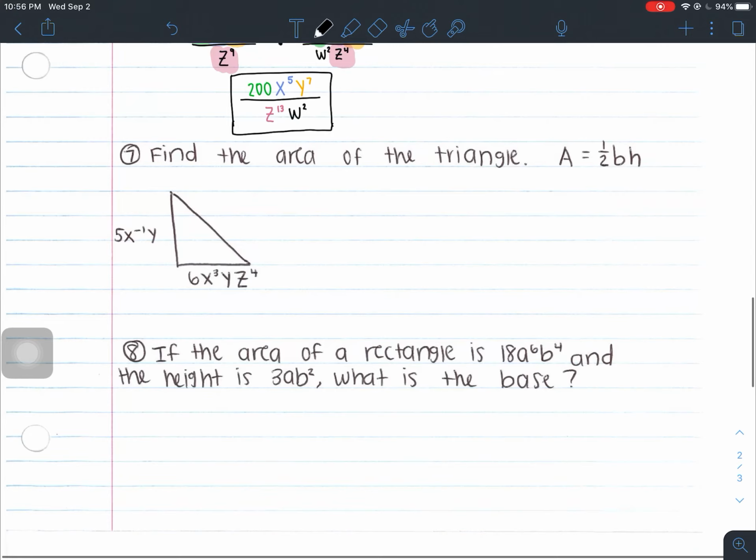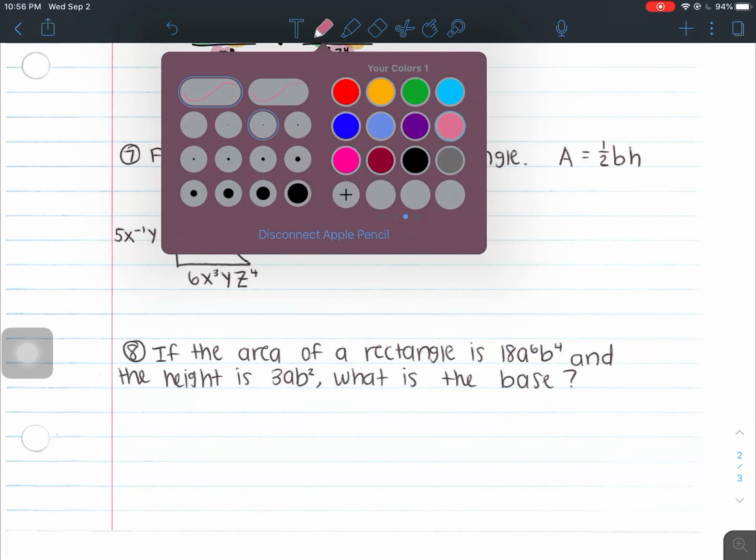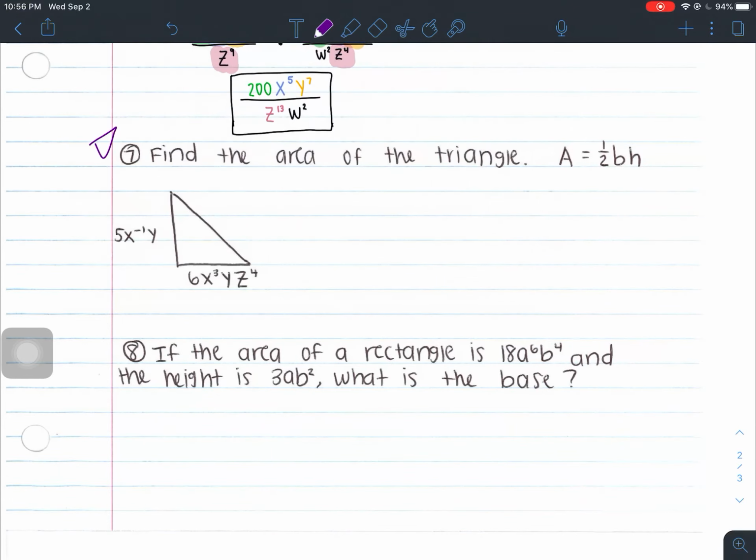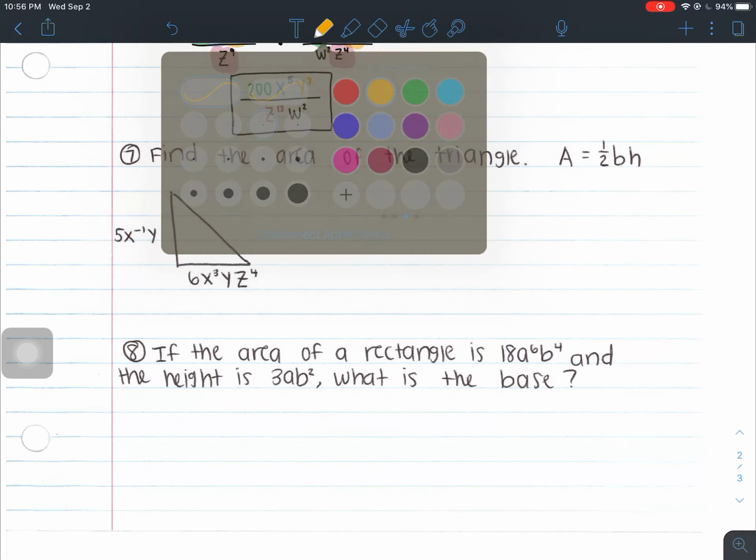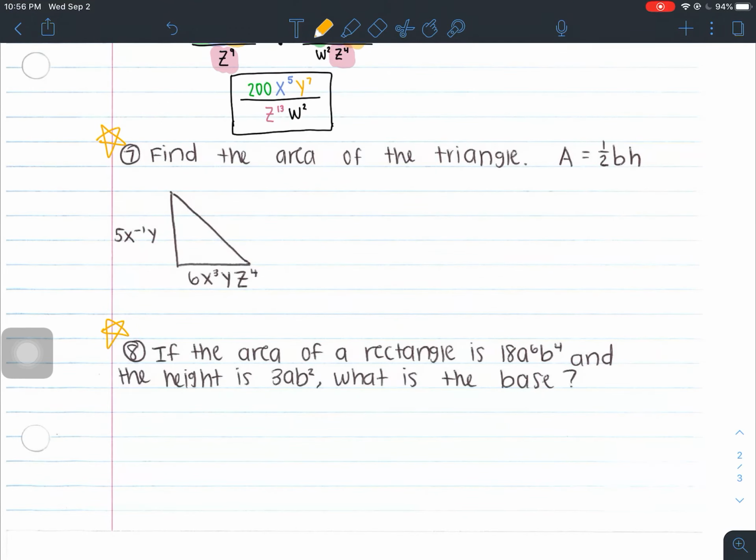All right, now the last two problems are application problems. These are super important that you know how to do these. Super important. You hear me? Super important that you know how to do these. Okay, so we need to know how to do both of these.